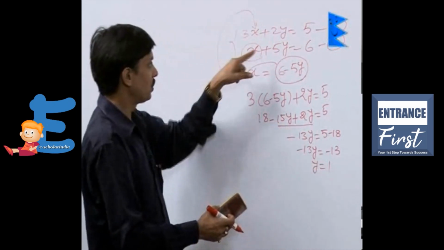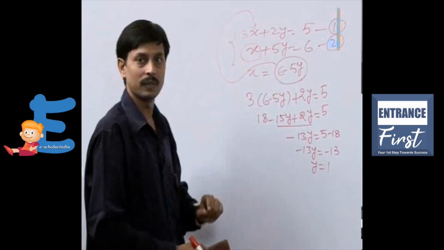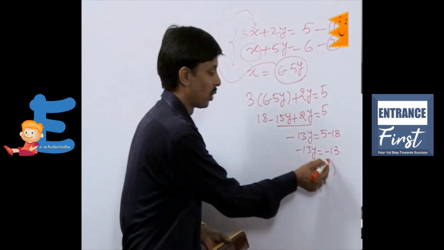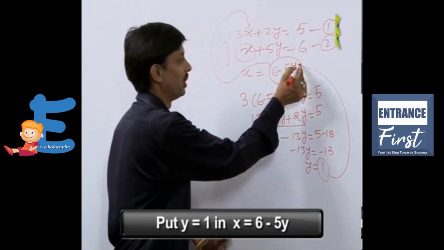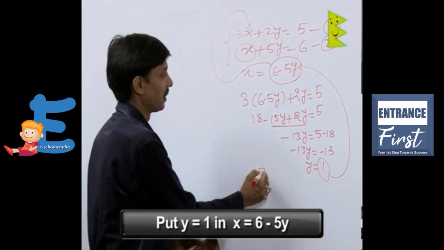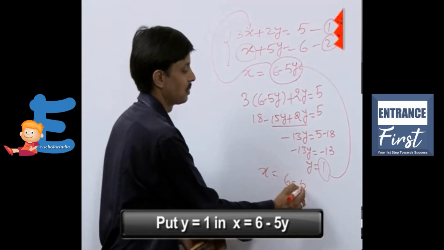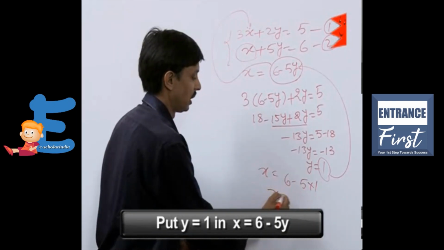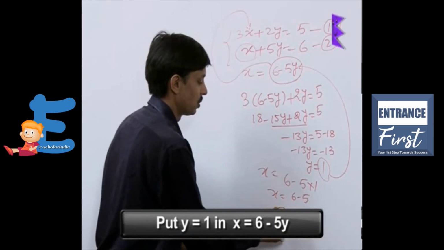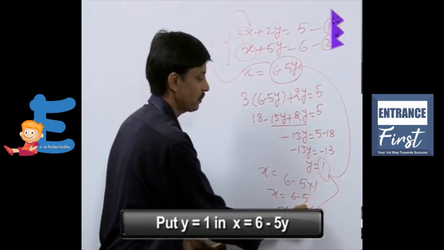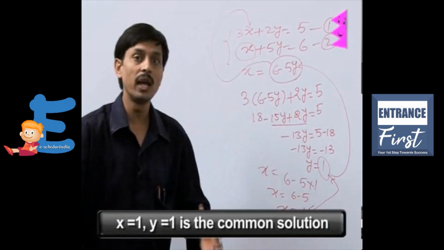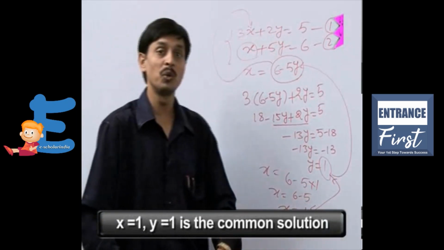Now as we have found the value of y, we can go for one more approach. Put y is equals to 1 here. We will find x is equals to 6 minus 5 into 1, that is 6 minus 5. So x is equals to 1. X is equals to 1 and y is equals to 1 is the common solution.